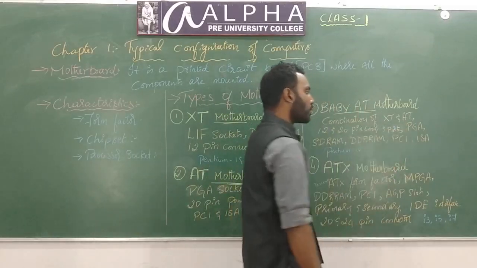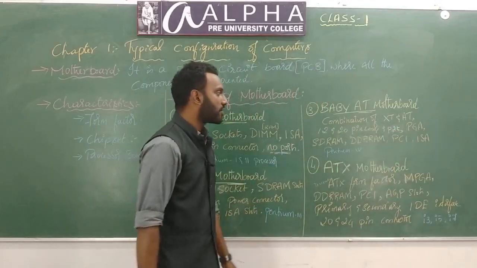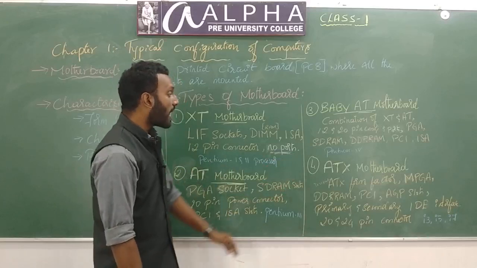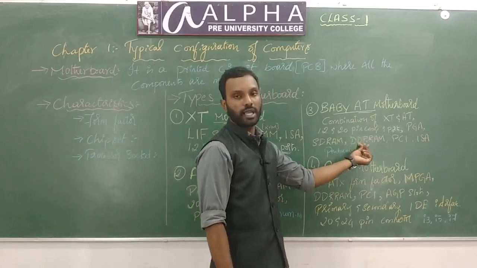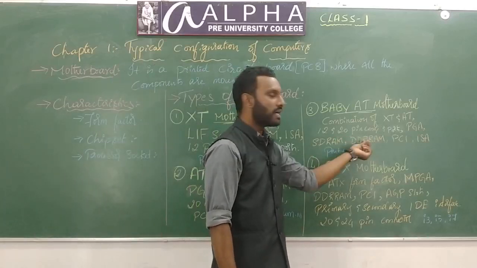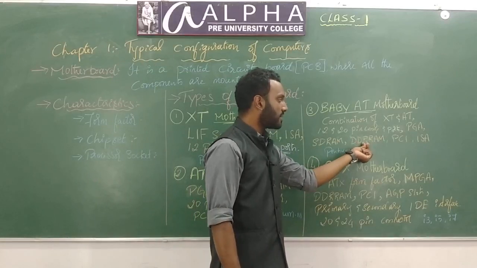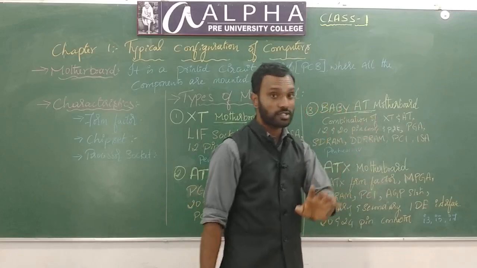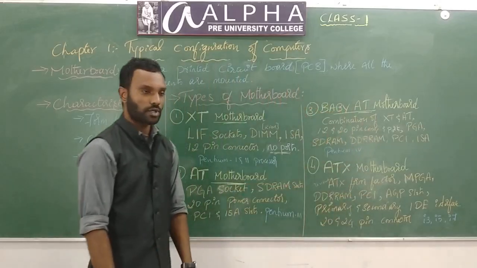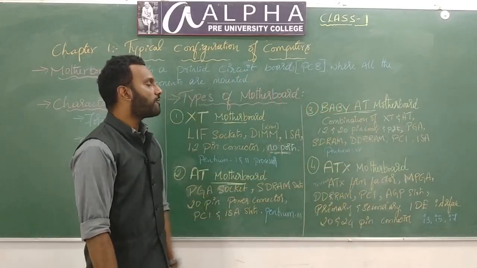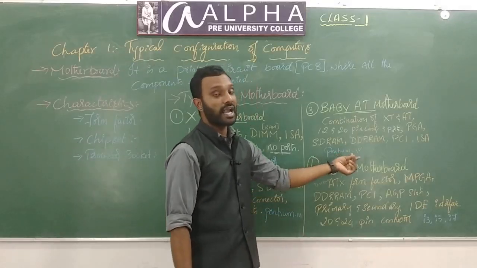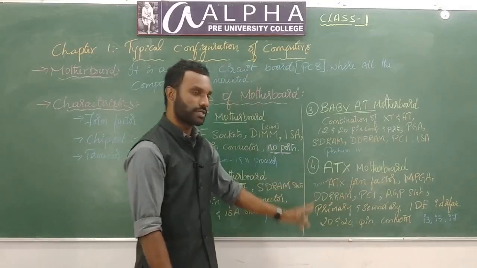It also had PGA, pin grid array, SD RAM, synchronous dynamic RAM, and it also had additional main memory, that is DDR RAM, double data rate random access memory, and it also had PCI slots and ISA slots. Examples for baby AT motherboards are Pentium 3 and Pentium 4 processors.